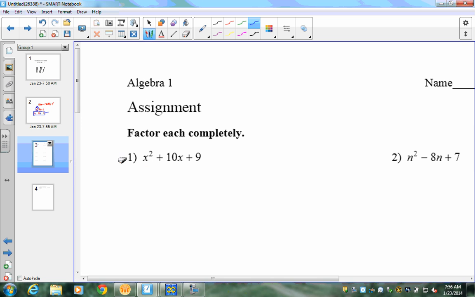I'm going to zoom in a lot here. All right. Now, I know that because this is a trinomial, and because a is equal to 1, remember there's an unseen 1 here, my answer is going to be (x something)(x something). All right, so it's going to look like this. Now we have to figure out what goes in the second part of our parentheses.